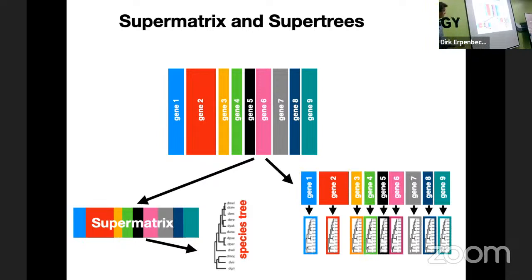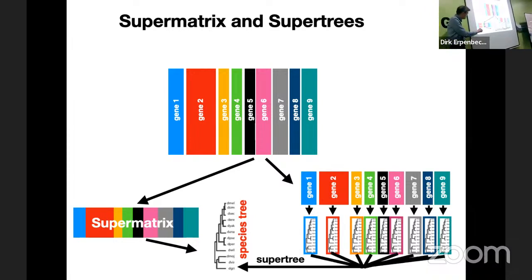Alternatively, we can also take every single gene independently. So we make hundreds of different gene trees and analyze them separately in an approach called the super tree approach, and hope to get the species tree. How does it look in detail? The super matrix, how does it look like?